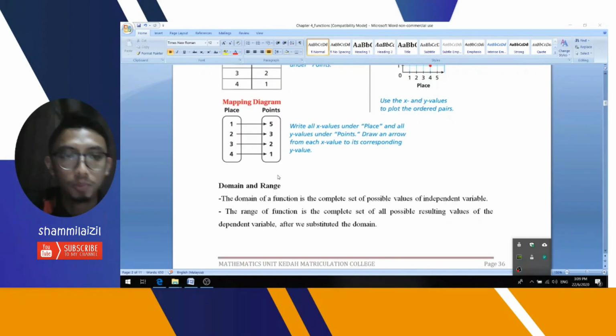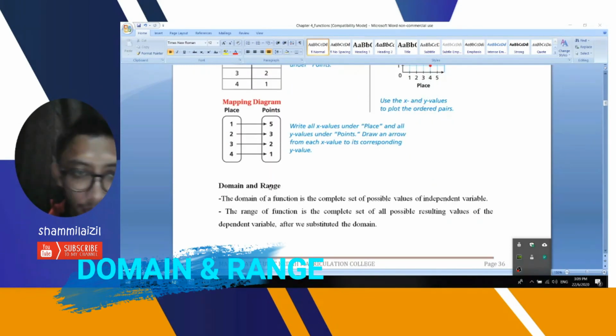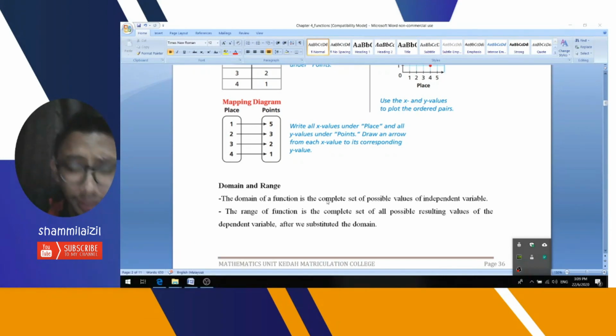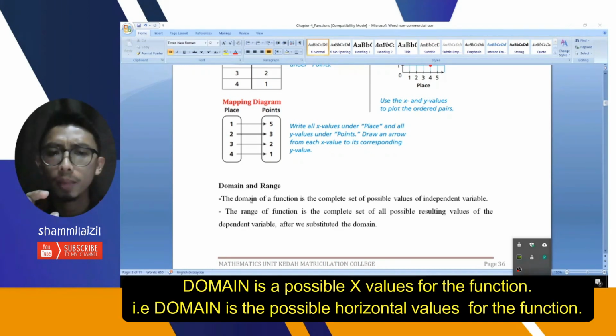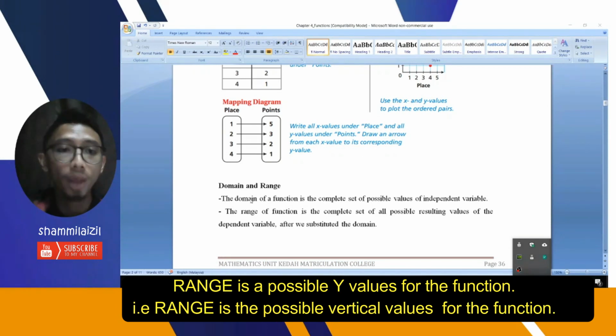And then the last part is domain and range. I think it's quite complicated. Okay, let's make it easy. What is domain? I told you just now, domain is for x. So what is the definition of domain? Domain is the possible x values for a certain function. Range is the possible y values for a certain function.